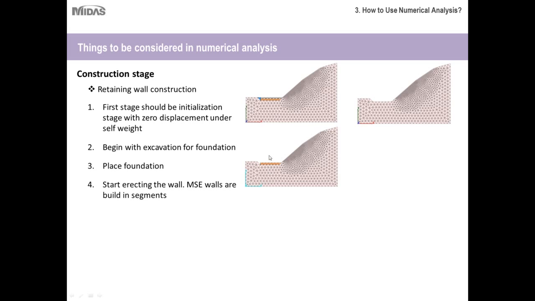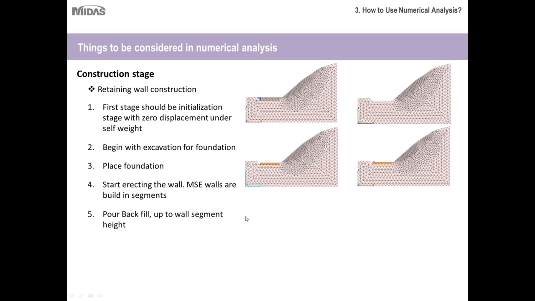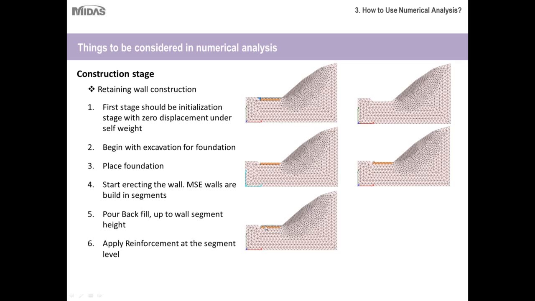And then you'll start erecting the MSE wall, or any kind of wall if it is constructed in segments. So you can see a tiny block placed here. Then you'll pour the backfill up to the height of the segment. So you'll have this backfill material placed, and then you'll apply the reinforcement on top of this backfill to hold the next segment in place. So you'll have this kind of reinforcement laid down. And then we'll keep on repeating the step.